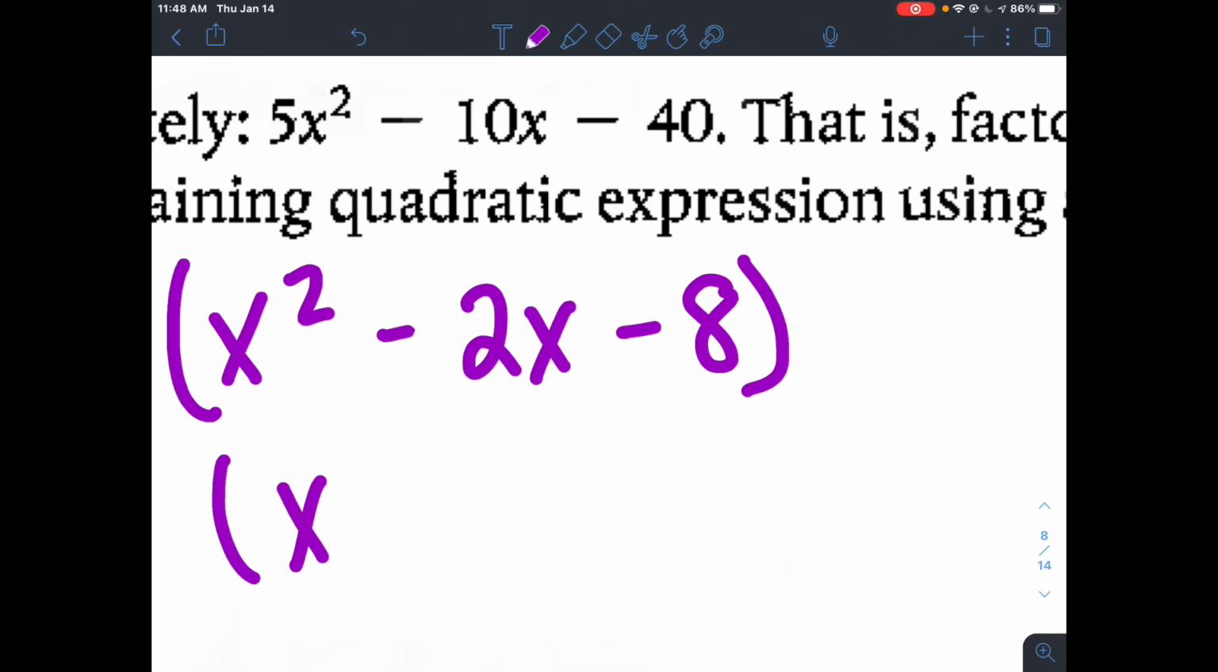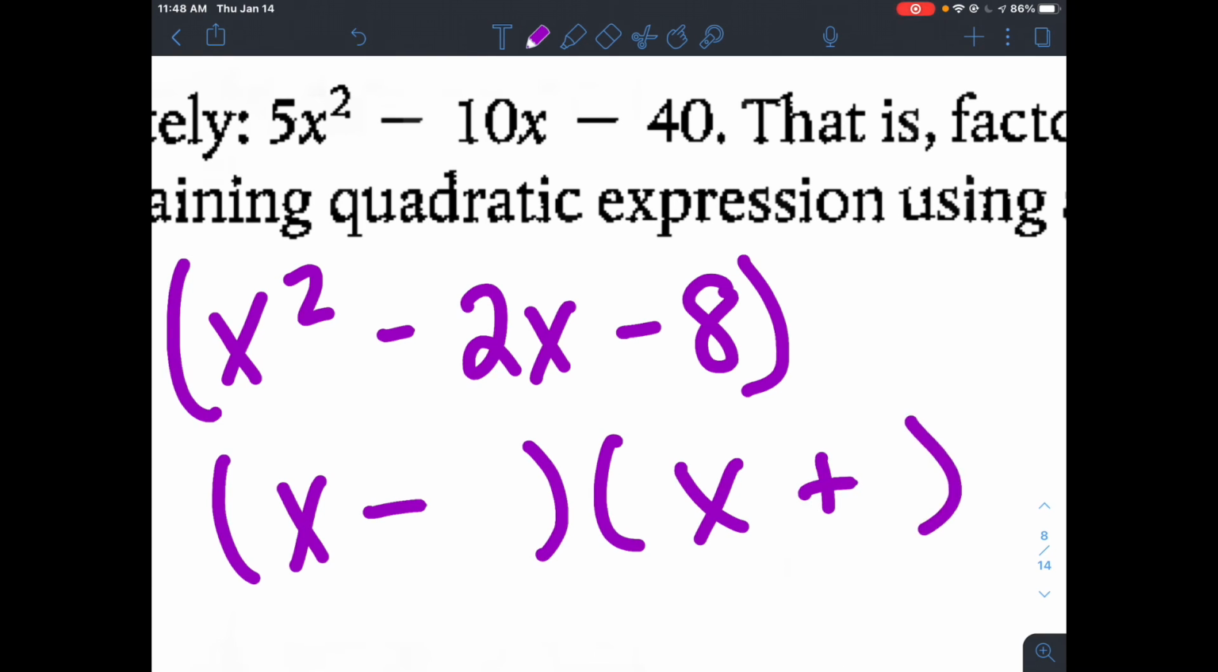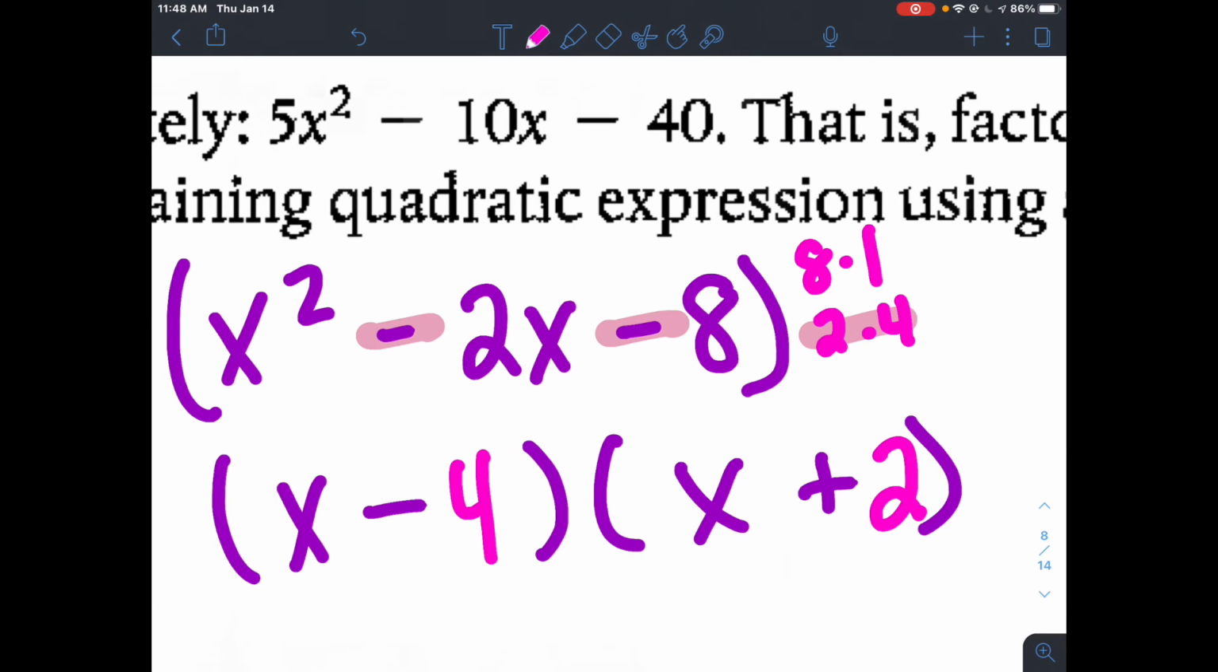So we have x minus, x plus. My signs are different, and the bigger number is going to be negative. Different signs, bigger number is going to be negative. So for 8, we have 8 times 1 and 2 times 4. So what's going to get me to negative 2? That's going to be this one. Bigger number is negative. Negative 4 plus 2.